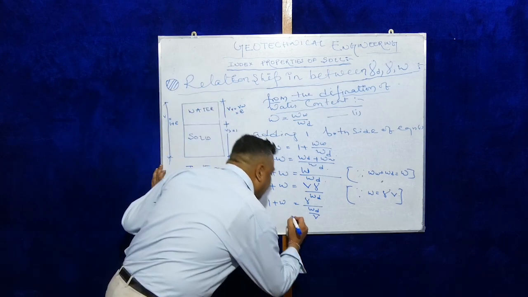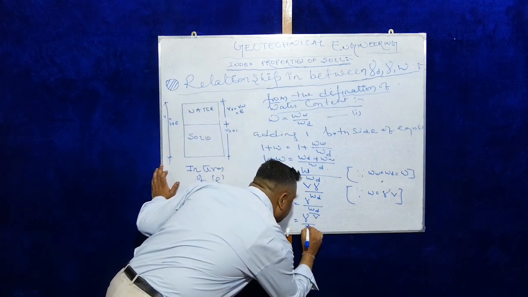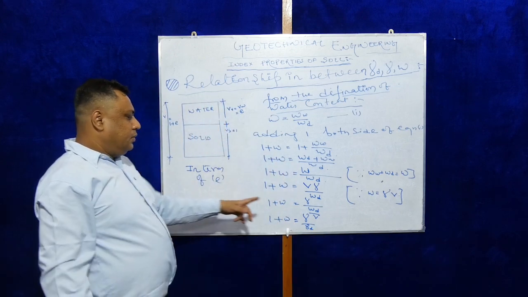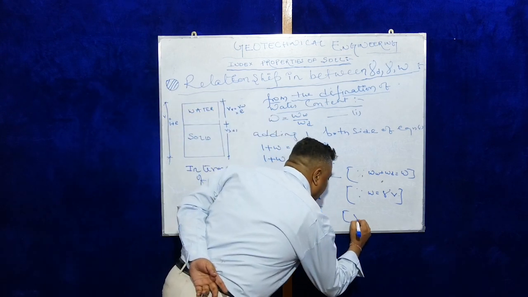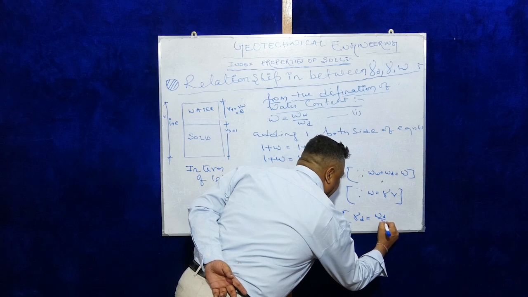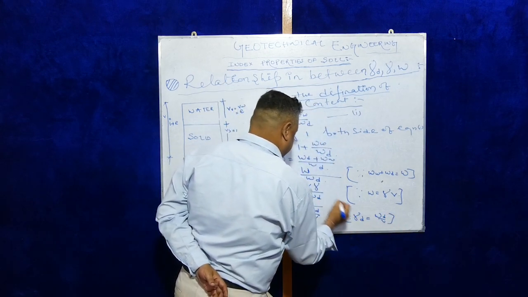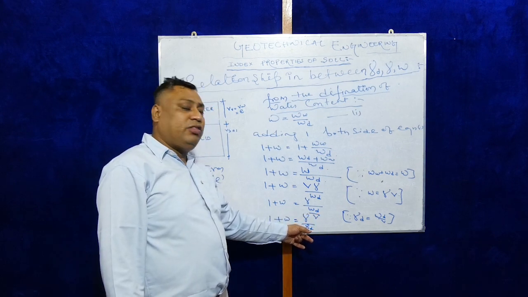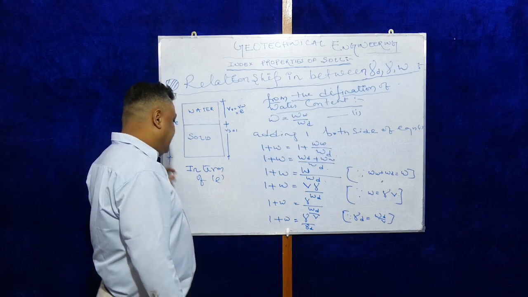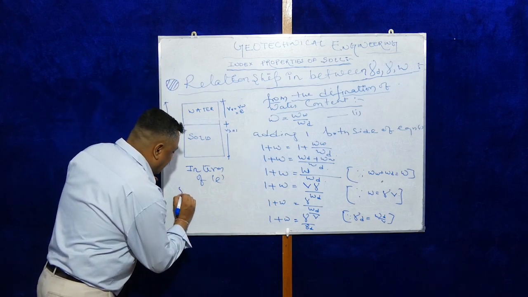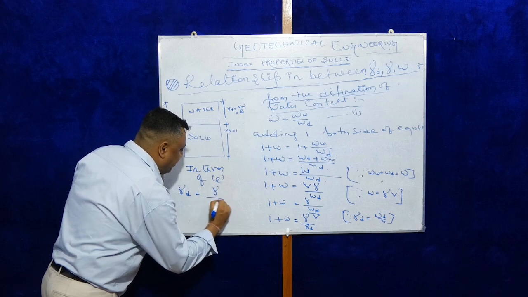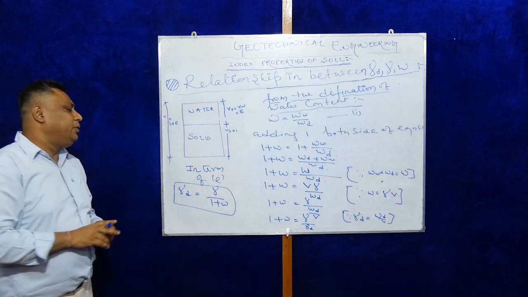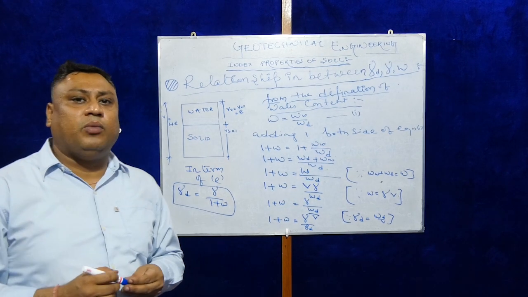Weight of dry soil mass to its unit volume is equal to dry unit weight of soil. Now, as we know, gamma d is equal to Wd by V. Now, putting gamma d in place of Wd by V, therefore gamma d is equal to gamma by 1 plus omega. This is the relationship between dry unit weight, bulk unit weight and water content of soil sample.